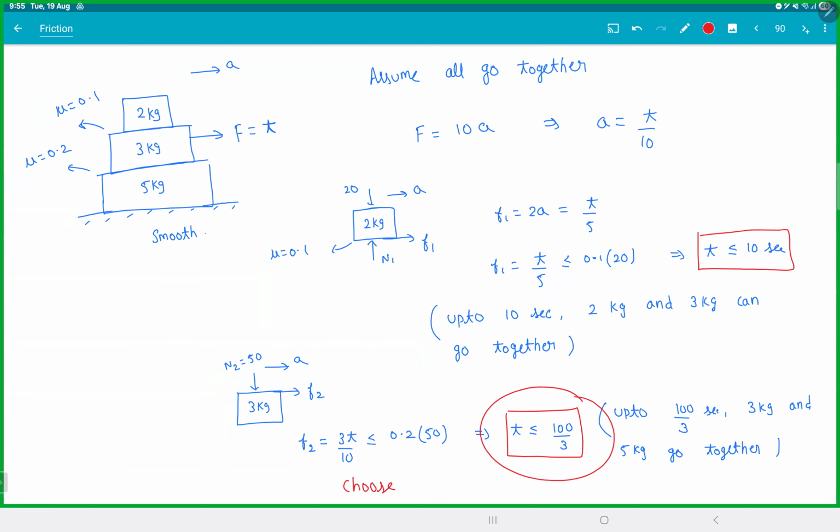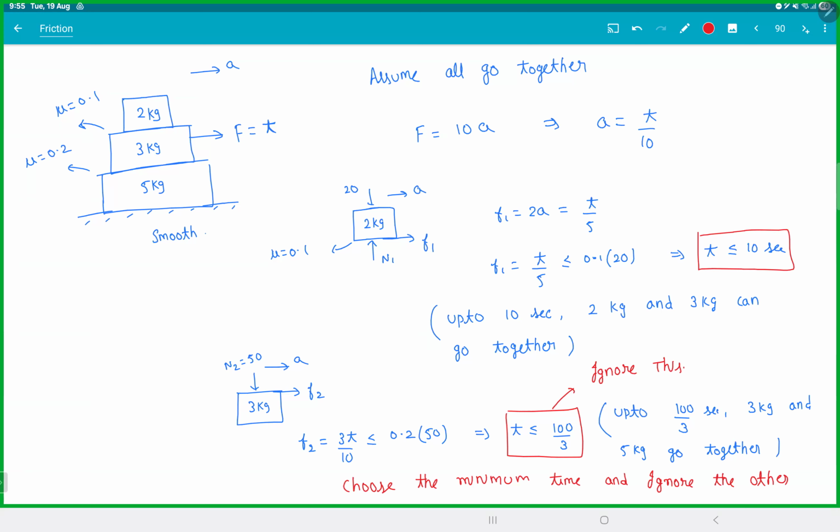Because this 33.33 seconds was derived under the assumption 2 and 3 kg are going together. But we know at 10 seconds only 2 and 3 kg started slipping. So you take the minimum time. Choose the minimum condition. And ignore the other. So basically this 100 by 3 is wrong. So we will ignore this. Are you clear? This is the problem. You need to check for both of them. You don't have an option.